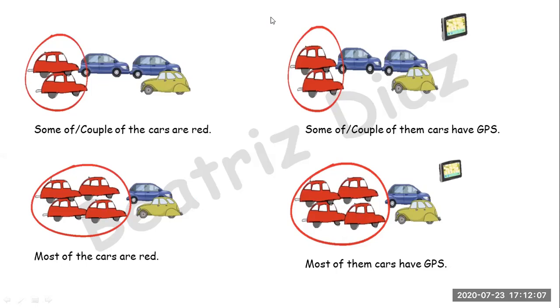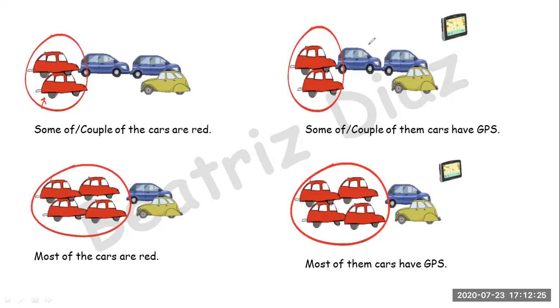Some of the cars are red. Exactly. As you see here, we have 5 cars. We could say a couple because they are 2. Or we could say some of the cars are red.